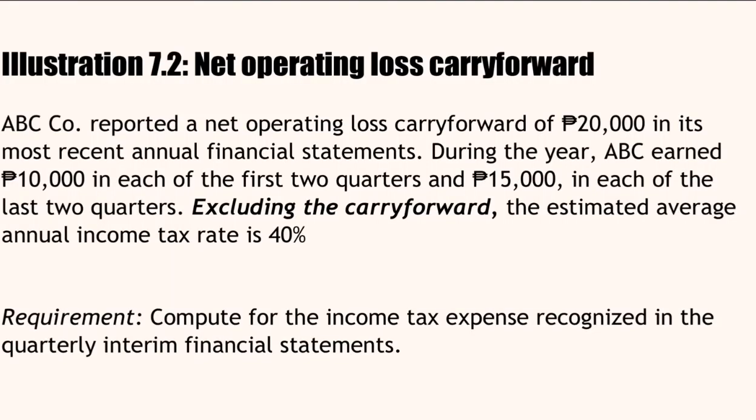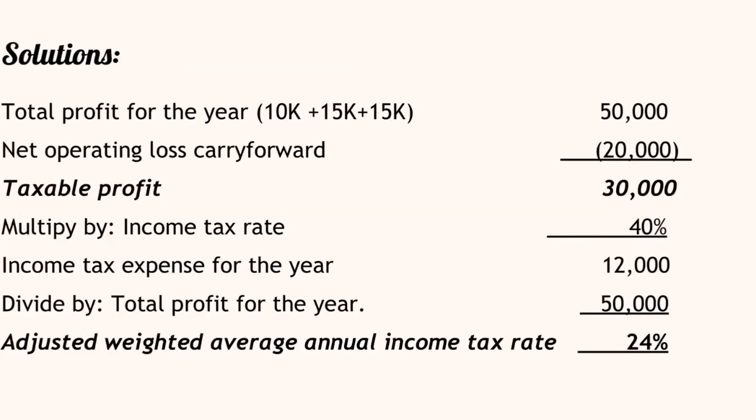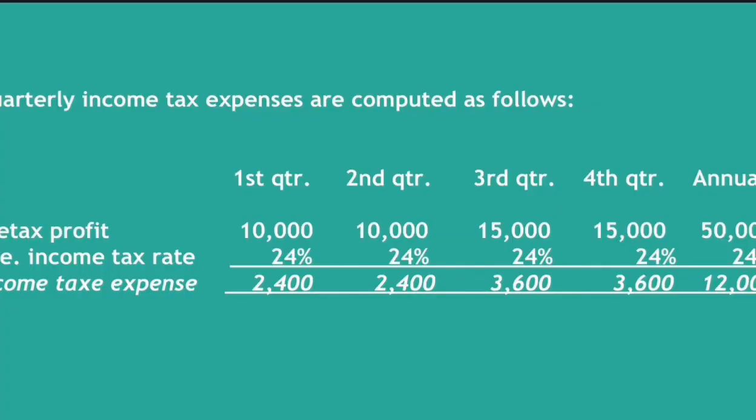Another example for net operating loss carry forward. The requirement is to compute for the income tax expense recognized in the quarterly interim financial statements. The total profit for the year is 50,000. Net operating loss carry forward of negative 20,000. The taxable profit would be 30,000 multiplied by income tax rate of 40%. The income tax expense for the year would be 12,000 divided by the total profit for the year of 50,000. The adjusted weighted average annual income tax rate would be 24%. Quarterly income tax expenses are computed as follows.